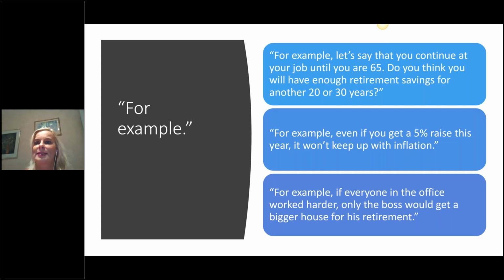For example, let's say you continue at your job until you're 65. Do you think you will have enough retirement savings for another 20 or 30 years? For example, even if you get a 5% raise this year, it won't keep up with inflation. And you know that. For example, if everyone in the office works harder, only the boss would get a bigger house for retirement, not you, right?